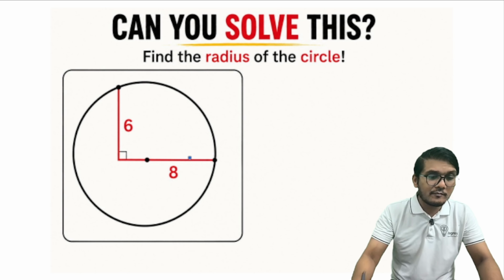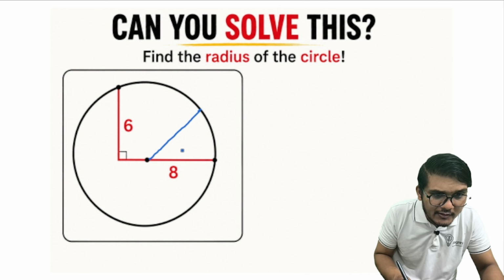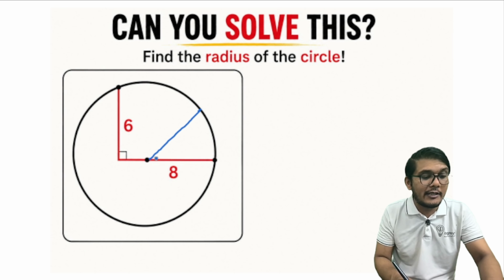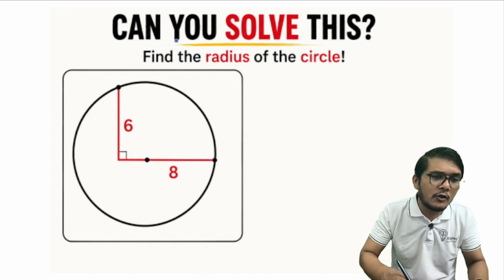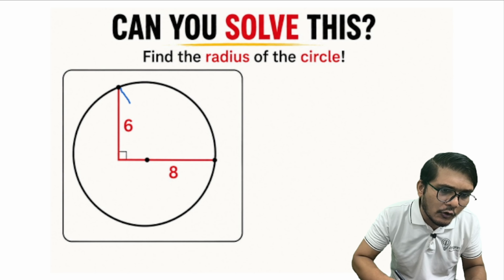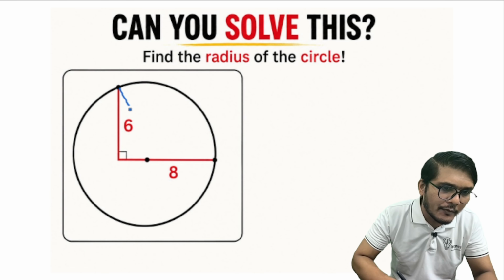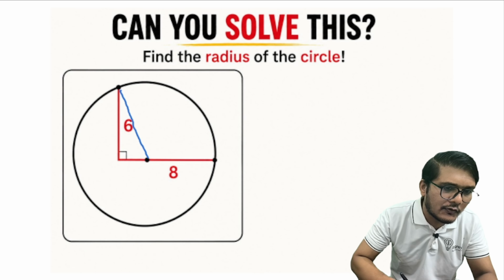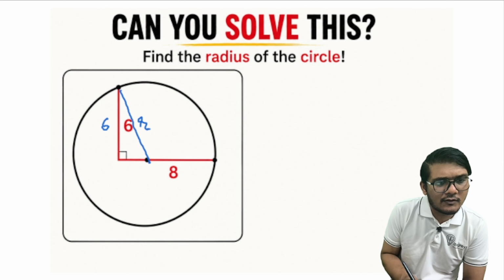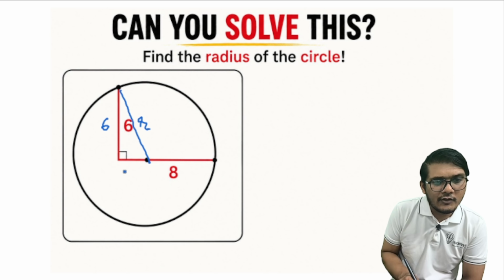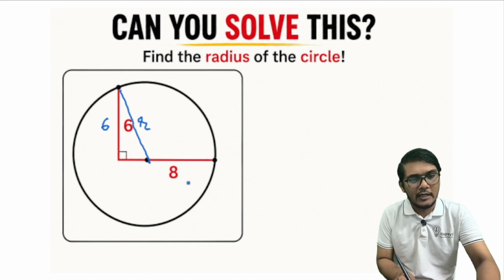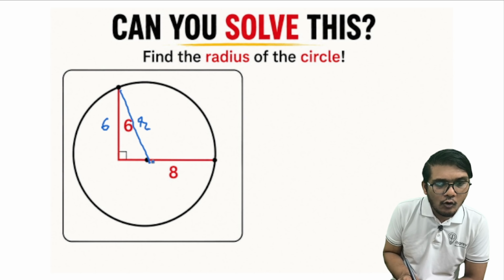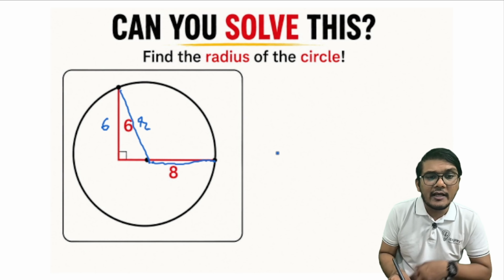So let us see. Should I draw this as the radius? But does it help me? No, it does not. So what I should rather do is draw this one. From here to here, this should be my radius. Right. Now we know that this is r. At the same time, this distance given is 6. Now this entire distance was 8. Right. And you also know that this distance is again r.